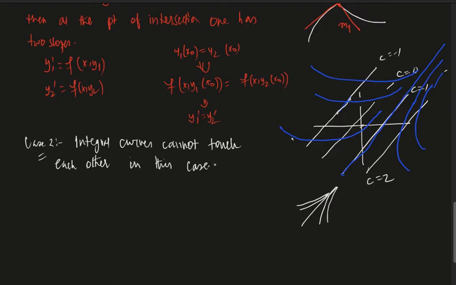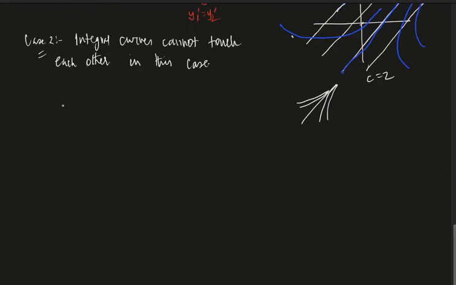In this case, why can't they touch each other? See, the point is, let's say this is another integral curve and that's another integral curve, so this is y1 and this is y2. Both are solutions, integral curves to this equation, and they touch each other at some point.